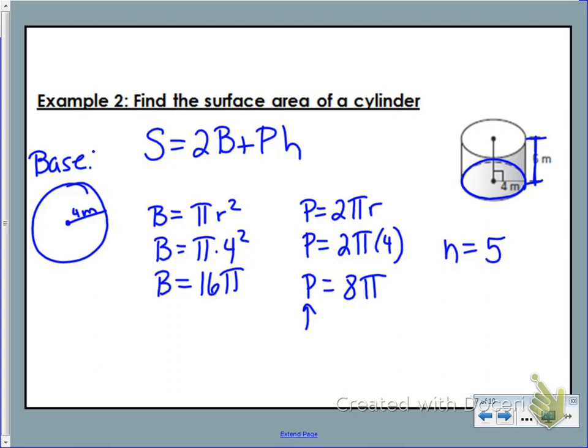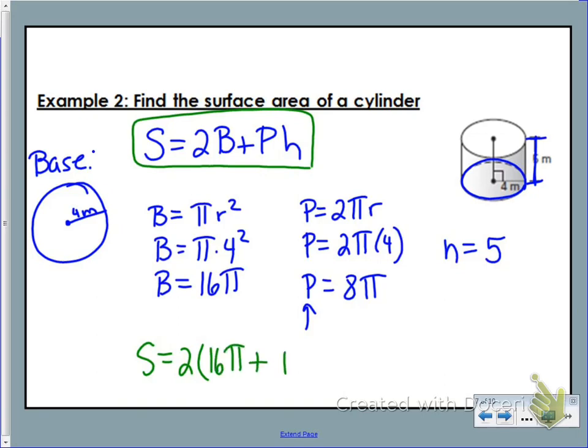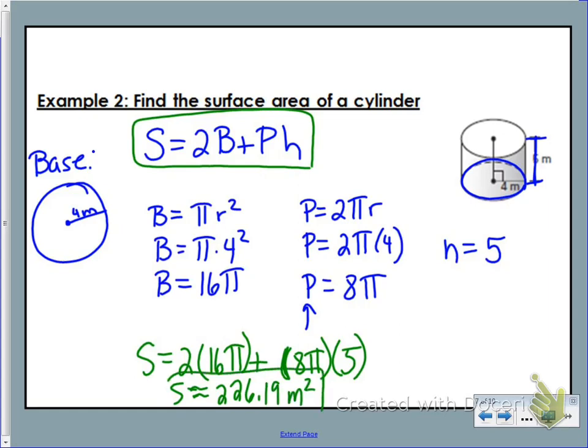Now I simply use the formula that I began with, and I plug in what I know. 2, the area of the base is 16 pi, plus perimeter of the base or circumference, which was 8 pi, times the height of the figure. Be careful when you plug this in just to make sure you have everything correct. And you should find that the surface area of this cylinder is approximately 226.19 meters squared.